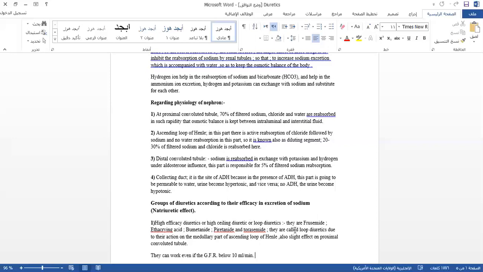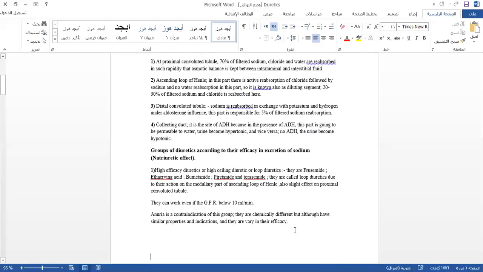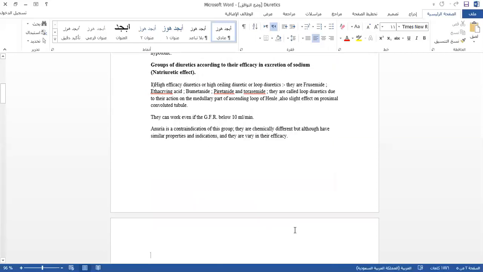Another feature of this group is that it can work even when the GFR is below 10 ml per minute. It can work even when the glomerular filtration rate is below 10 ml per minute. So they are high efficacy diuretics. We also call them loop diuretics. Why? Because they act on the medullary part of the ascending loop of Henle.